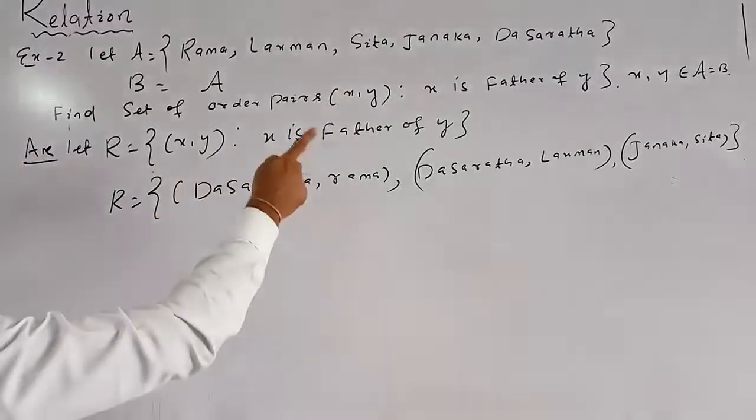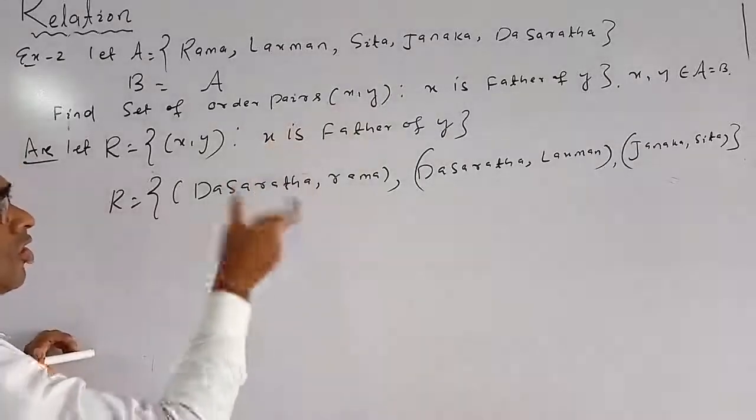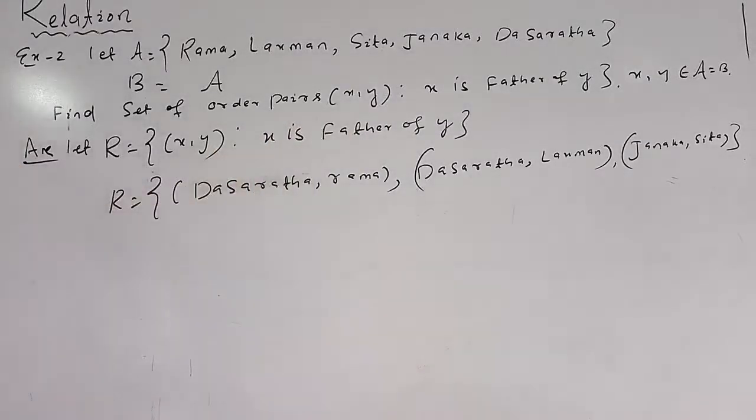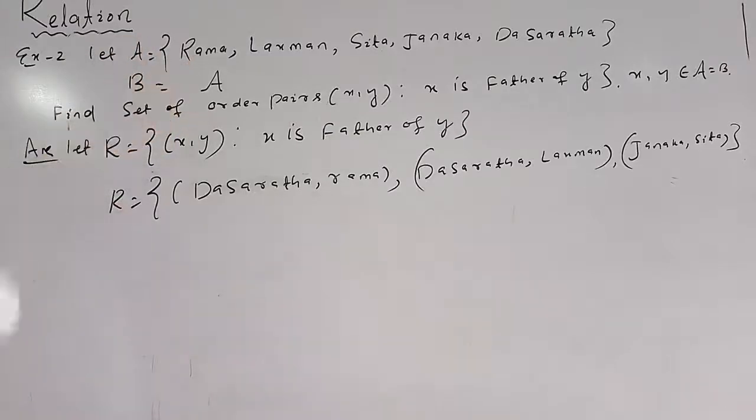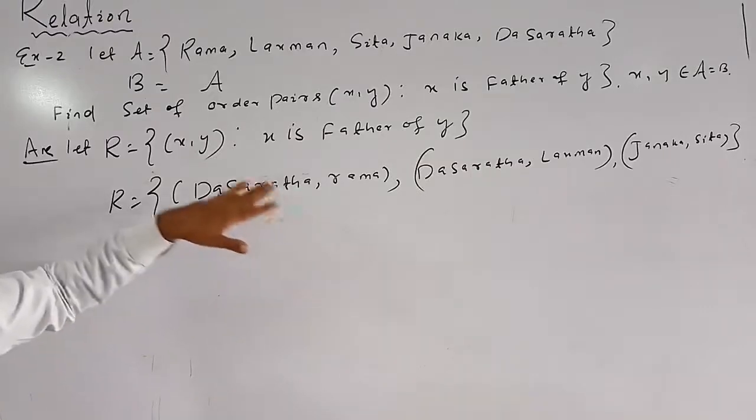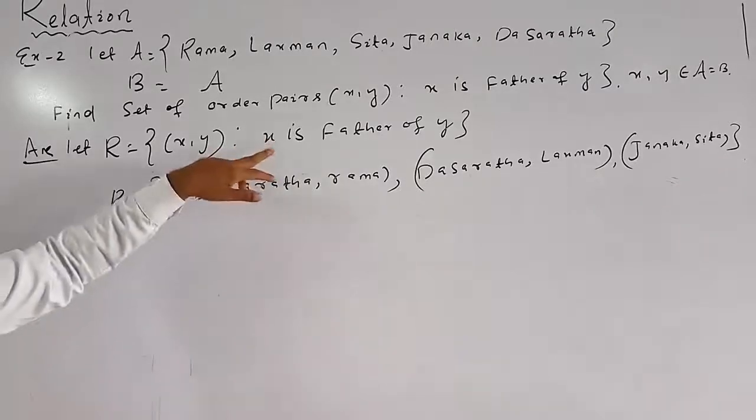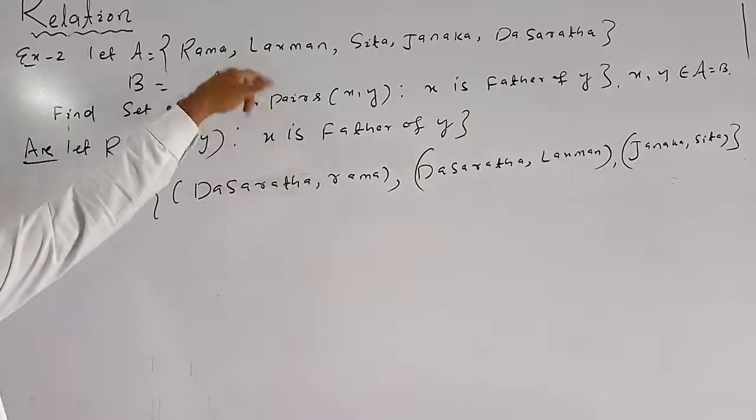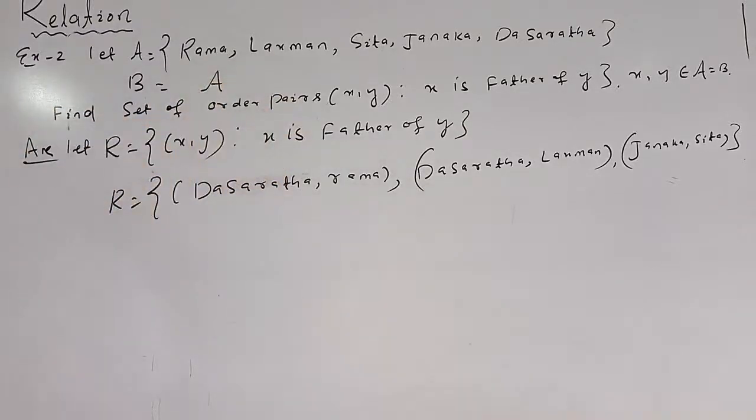If we ask for the set of order pairs x comma y such that x is a son of y, then it will be Rama Dasharatha and Lakshmana Dasharatha. So there are 2 order pairs possible. So this set is the father relation. If it is Rama Lakshmana, Lakshmana Rama, then this relation is a brother relation. Okay.